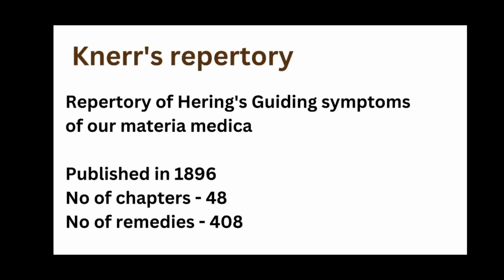Next repertory is Knerr's repertory. The full name of this repertory is Repertory of Hering's Guiding Symptoms of Our Materia Medica. It is published by Dr. Knerr. It is published in 1896. Number of chapters are 48 and number of remedies are 408. It is easy to remember, chapters 48 and remedies 408.